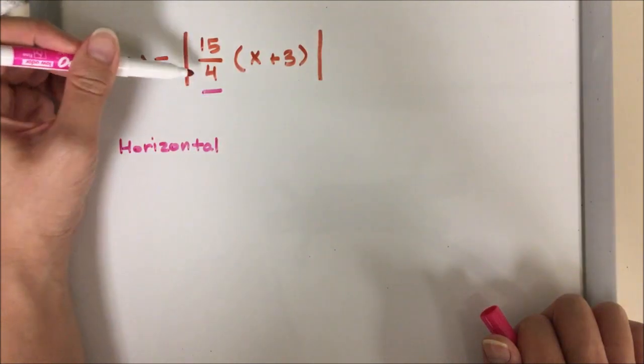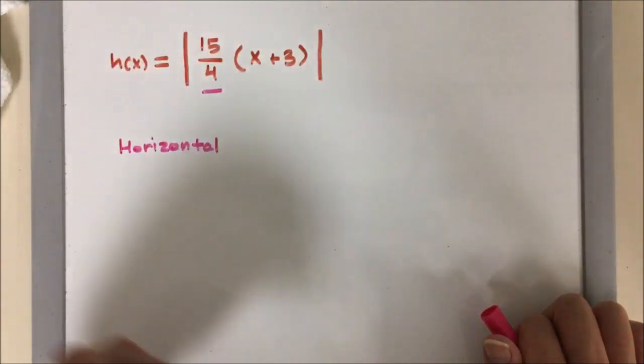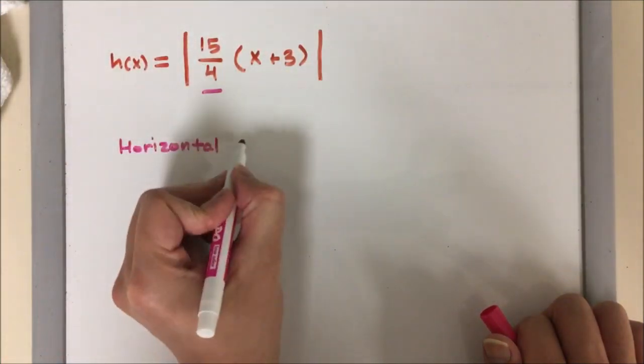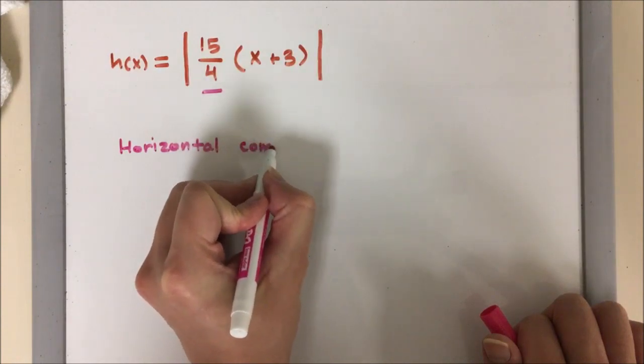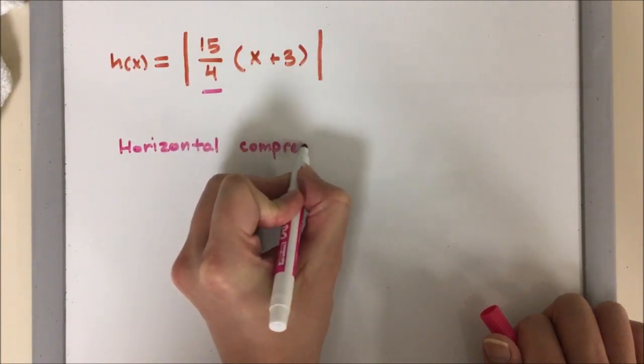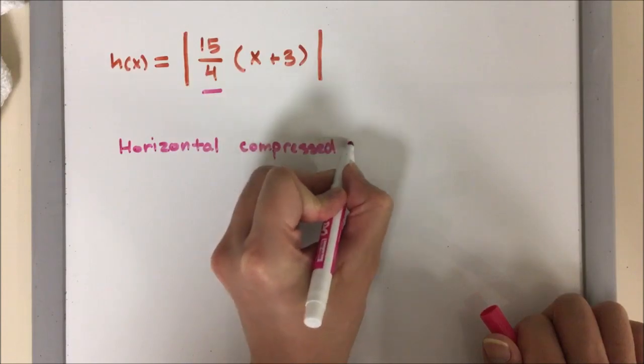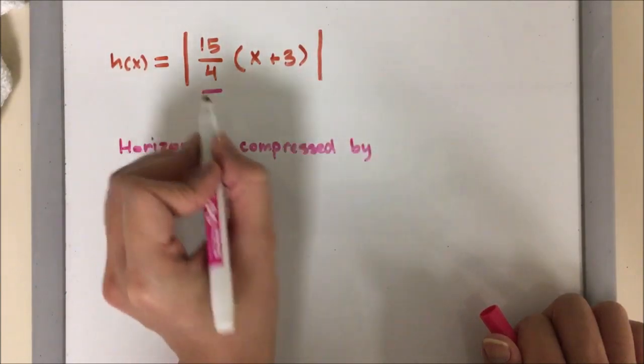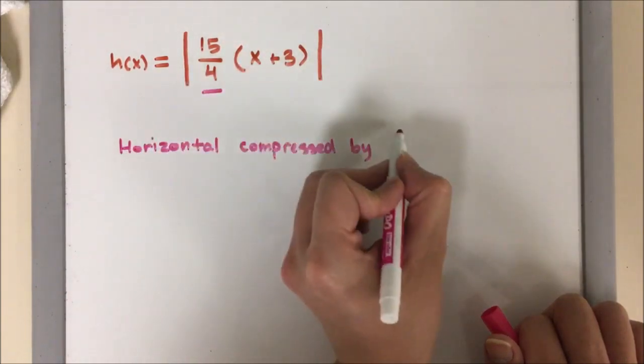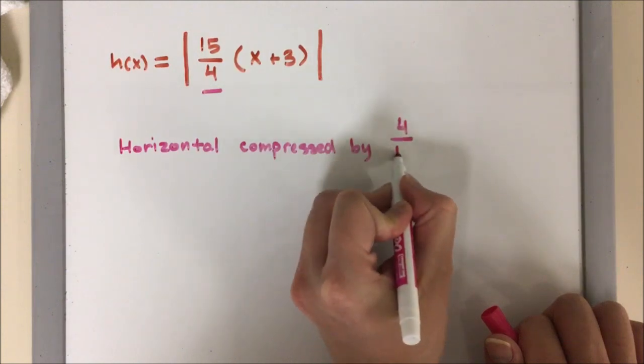Since the numerator is bigger than the denominator, this fraction is bigger than 1, so this will be horizontal compressed. Since it's horizontal, I'm going to do the reciprocal of the fraction, so I'm going to write 4 over 15.